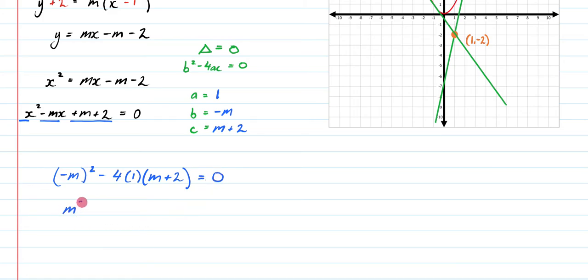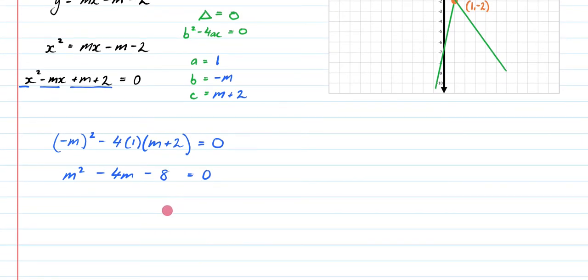So I'm going to get m squared minus 4m minus 8 equals 0. Make sure you get your negatives correct here. So I've got negative 4m and negative 8. So that's good. Once I'm here, you might try to factorize it, and you'll soon realize that this actually doesn't factor quite nicely.